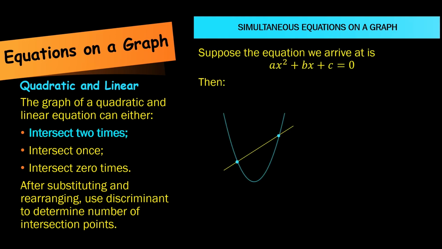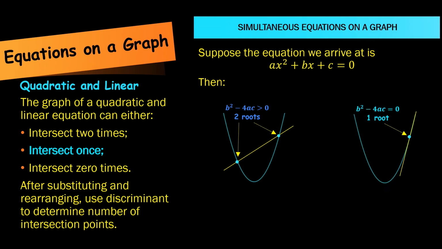So if we have the equation ax squared plus bx plus c equals 0, then if b squared minus 4ac is greater than 0, we have 2 roots. If b squared minus 4ac equals 0, we have 1 real root. And if b squared minus 4ac is less than 0, we have 0 real roots.